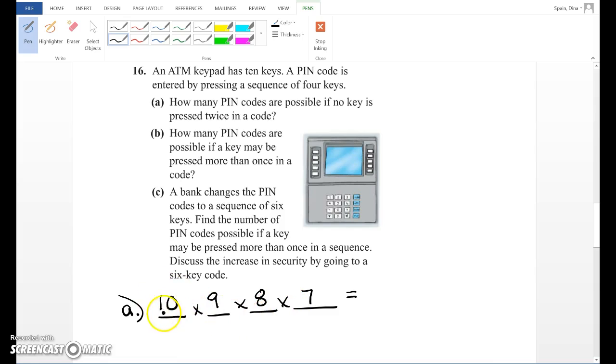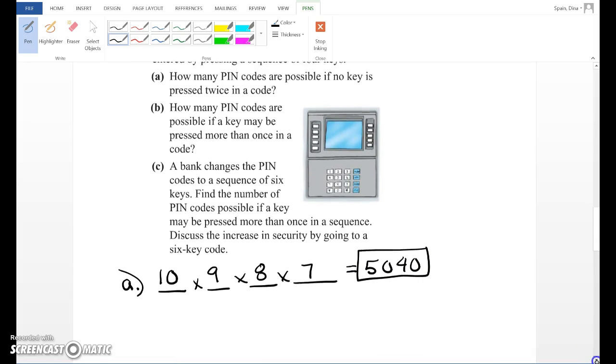The number of choices for your first number of your PIN code times the number of choices for your second number of your PIN code, and so on. If you throw all that in your calculator, 5040. 5040. Alright, let me scroll down some.